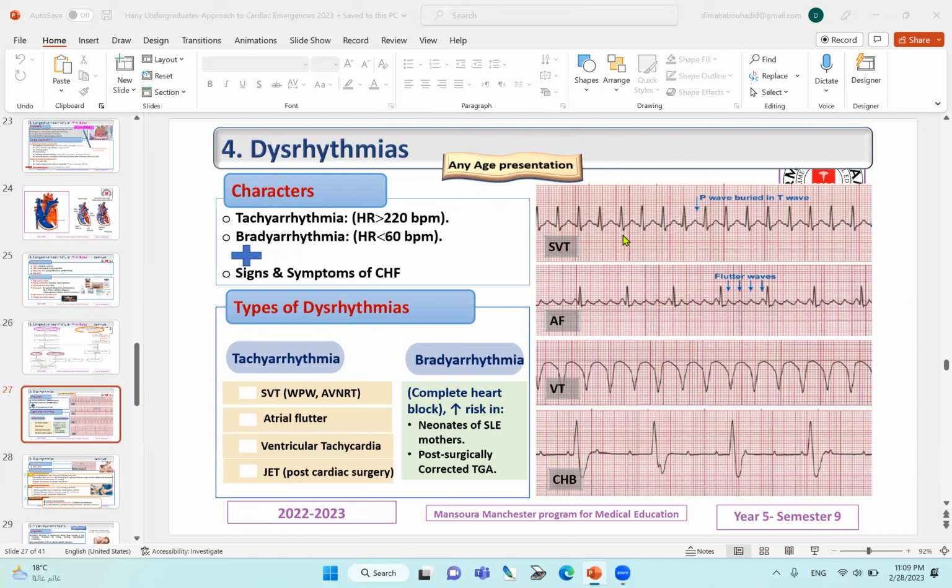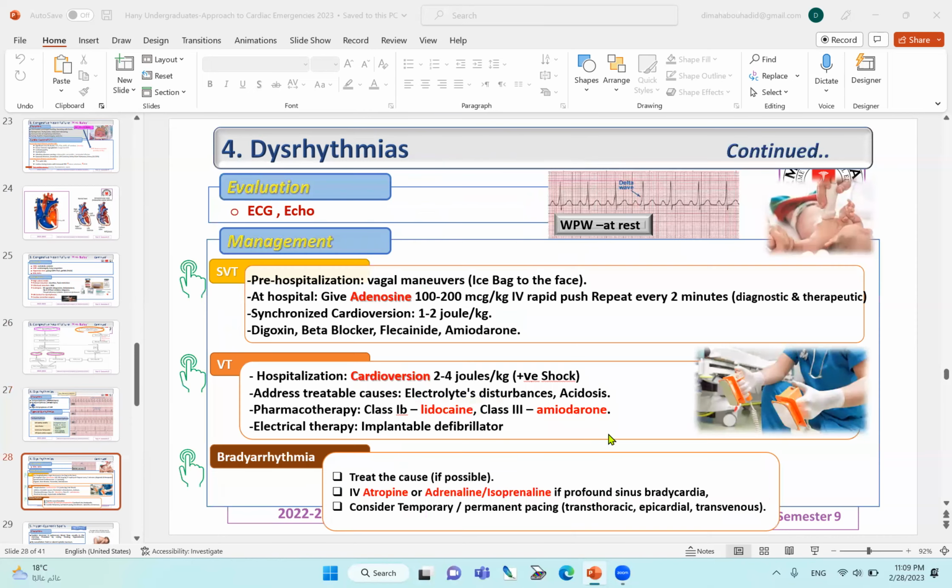Tachyarrhythmias include supraventricular tachycardia, in the first strip as you see, atrial flutter, where you see here the flutter waves, ventricular tachycardia, wide complex tachycardia, or junctional ectopic tachycardia, and this occurs post cardiac surgeries. Bradyarrhythmia, like the last strip here, is complete heart block, the most dangerous one, and its risk increases in neonates born to systemic lupus mothers or post-surgically corrected TGA. We can evaluate by ECG and echo, and management is according to the type.